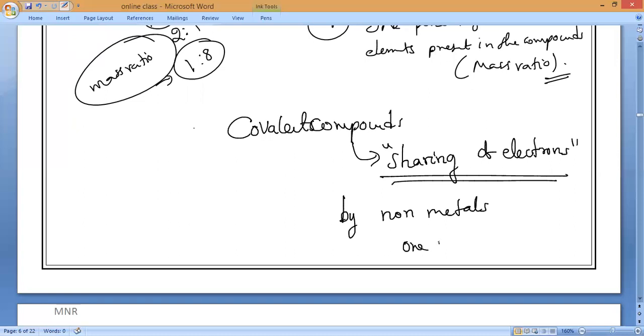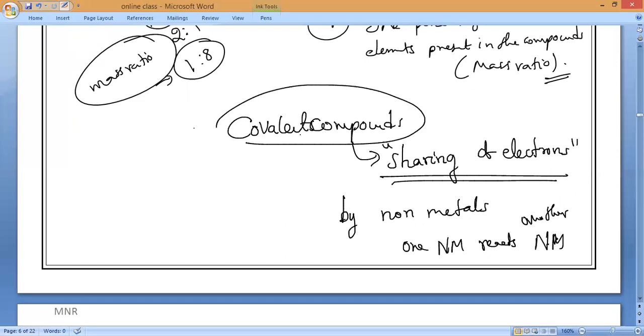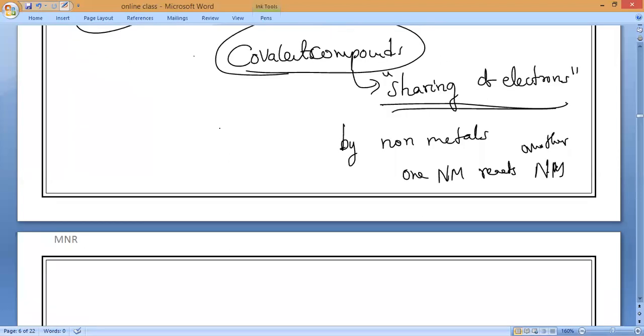Means one non-metal reacts with another non-metal, it will form a covalent compound. Are you clear, guys? Everybody? Means one non-metal and another non-metal, they will share the electrons among each other. That is what we say a covalent compound.